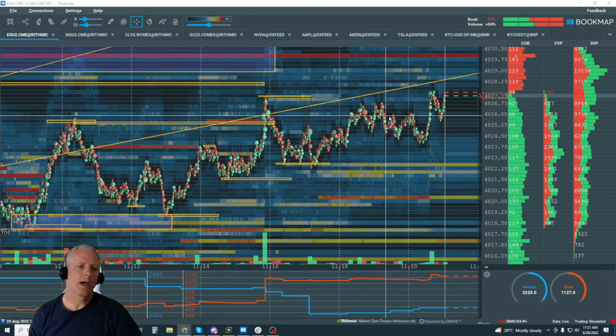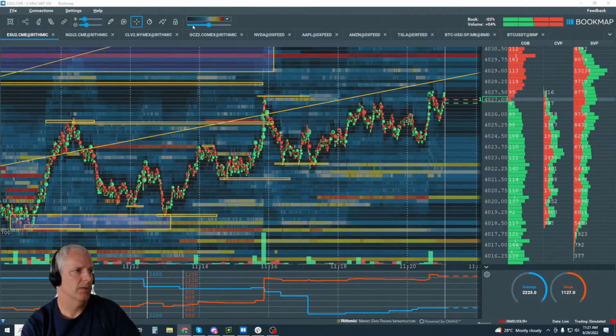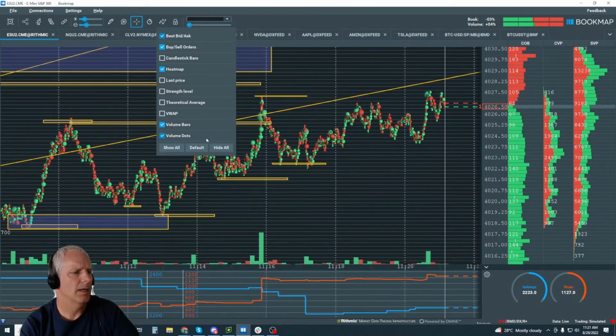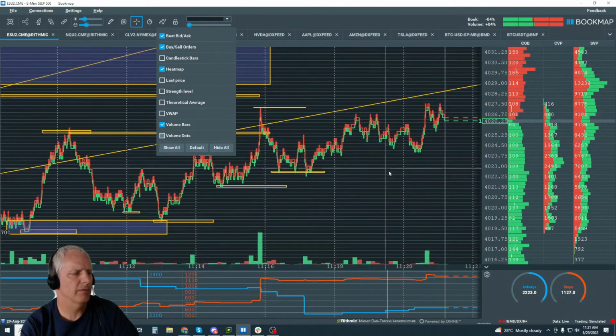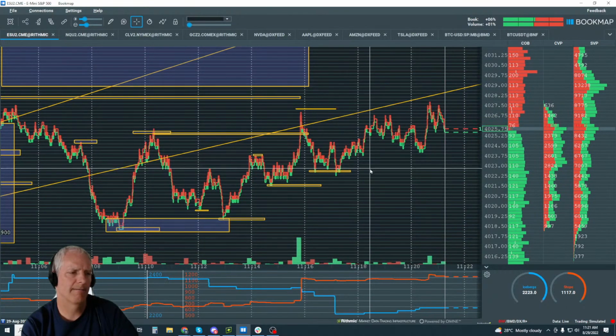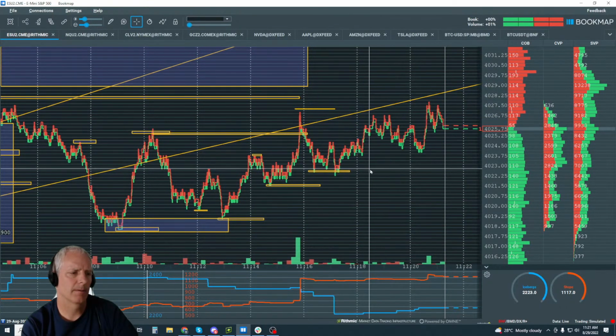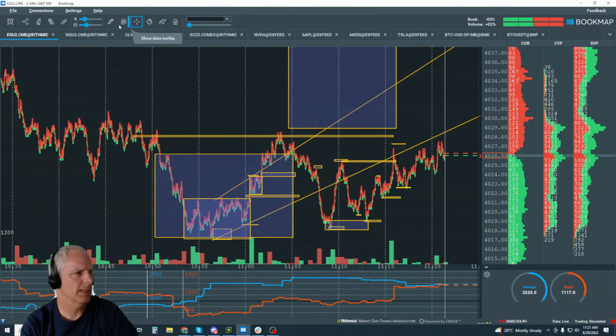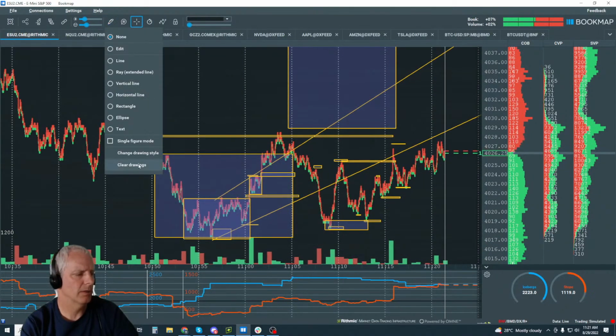All right, so get really good at this. It will serve you well. Okay, we can take the volume dots off and just look at the structure. Okay, let's clear our lines again here and just go through it.